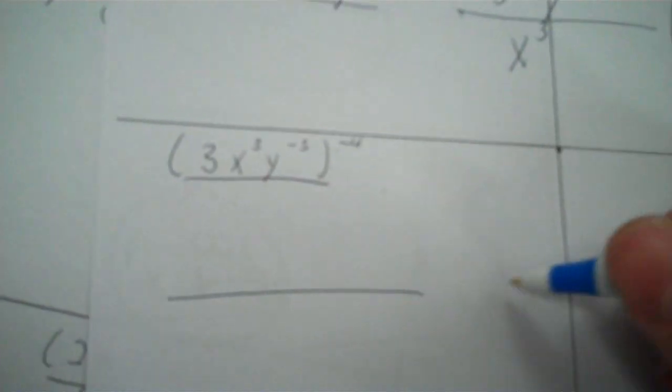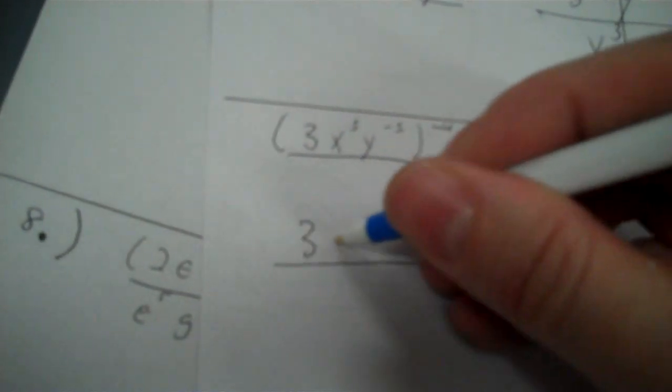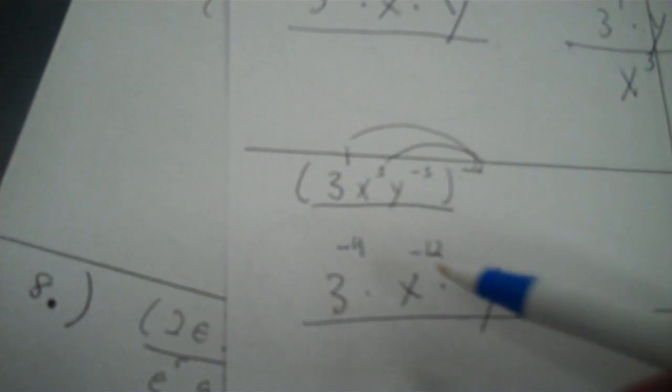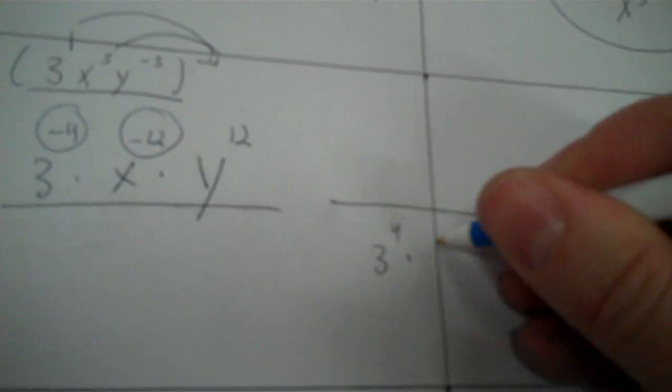Okay, underline that. Remember, if you don't have the fraction line, you make one. Just underline it. So you got 3 times x times y. Okay, they're all in parentheses, so you got to multiply them all by -4. So it's going to be -4. 3 times -4 is -12. That's the only x I have, so I move to the y. Positive 12. Okay, I've circled the negatives because they're going to go down, so we can rewrite them in positive.